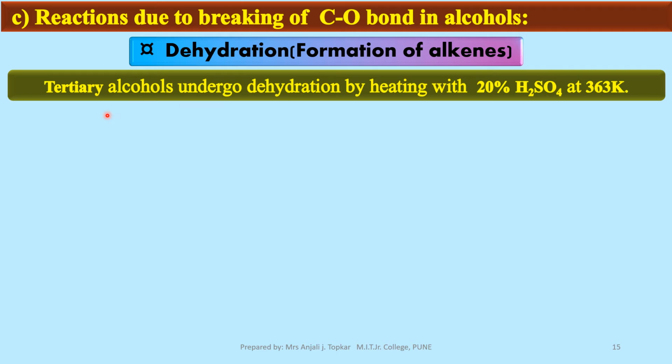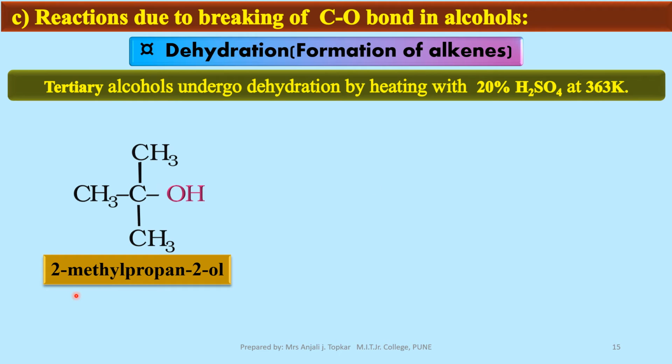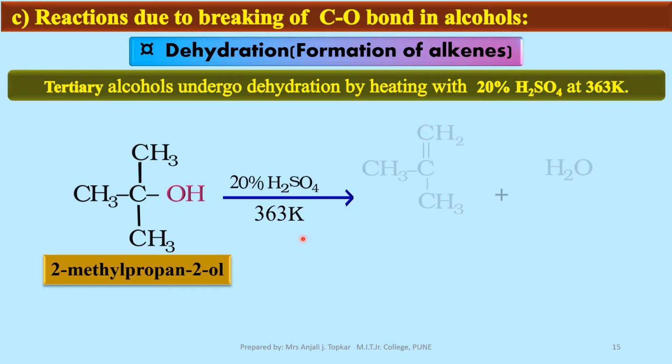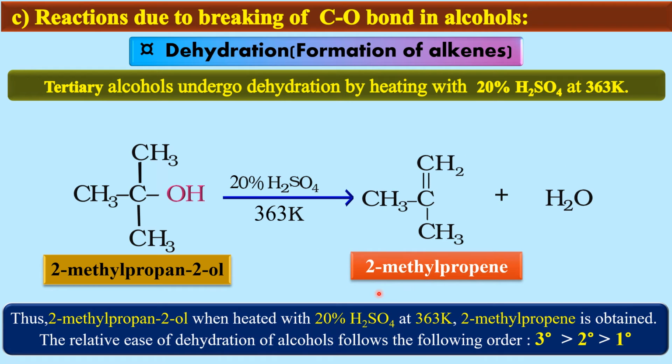Let's see dehydration in tertiary alcohols. Tertiary alcohols require only 20% H2SO4 to undergo dehydration at 363 Kelvin. The tertiary alcohol taken here is 2-methylpropan-2-ol. 2-methylpropan-2-ol undergoes dehydration in the presence of 20% H2SO4 at 363 Kelvin. A water molecule is removed and formation of alkene, that is 2-methylpropene, takes place. 2-methylpropan-2-ol when treated with 20% H2SO4 at 363 Kelvin gives 2-methylpropene. The relative ease of dehydration of alcohols follows this order: tertiary alcohol is greater than secondary alcohol, which is greater than primary alcohol.